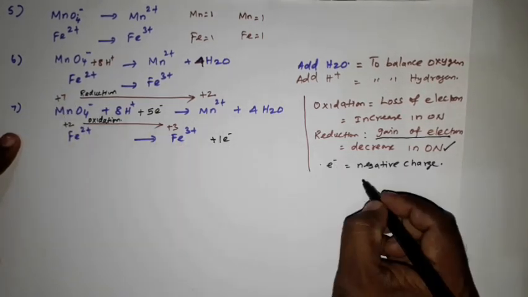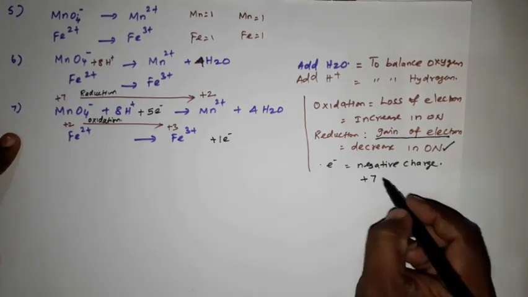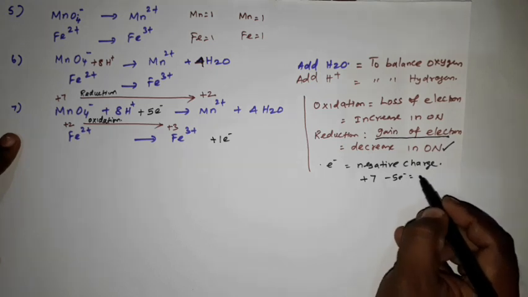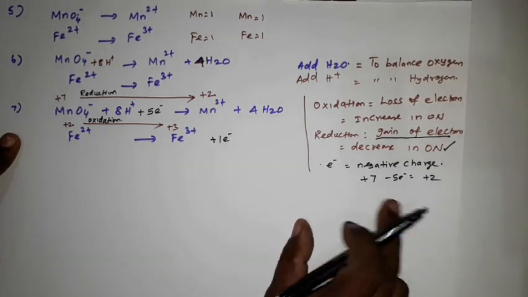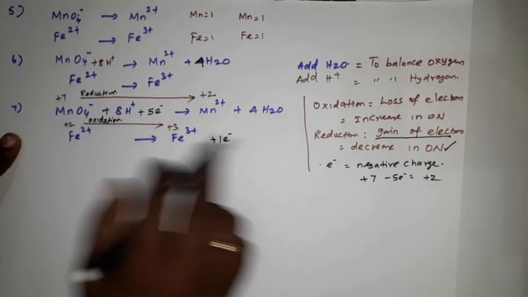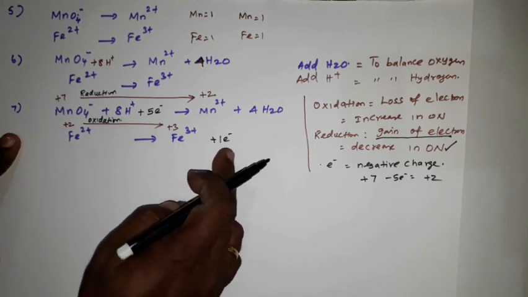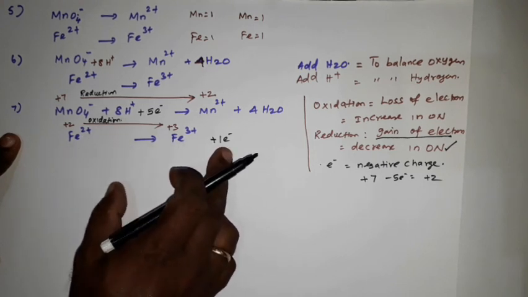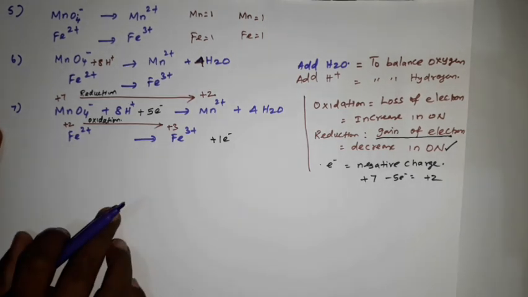See here +7. How many electrons gained? -5 electrons gained. So what is the net charge? +2. That is the meaning. Okay. So +7 -5, that is +2. So for gain of electron, we are writing 5 electrons here, and for loss of electron, 1 electron on the product side. Okay. Now we are going to balance electrons in step 7.